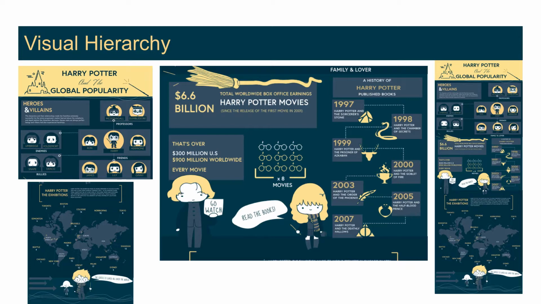I created hierarchy through color. Yellow draws more attention than navy, so I use yellow for my main title section to start the viewers at the top. The background color of each section alternates between dark and light, so the viewers can see the separation of topic and not get lost by the illustrations.